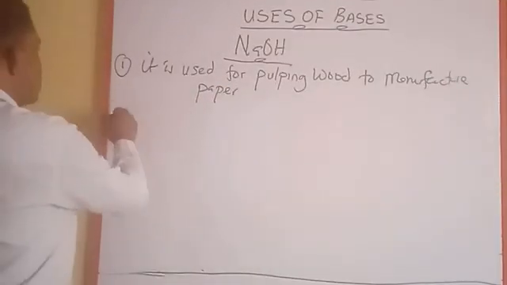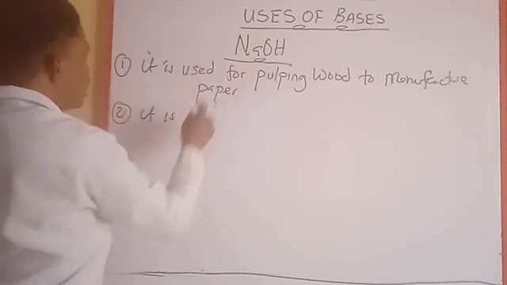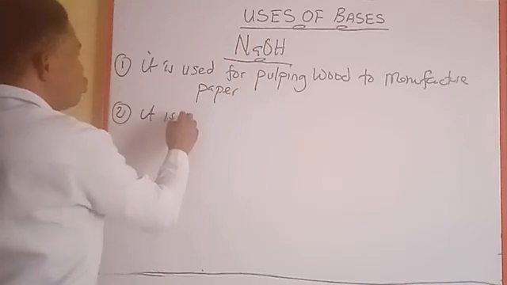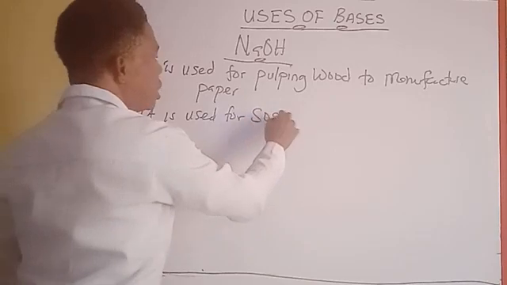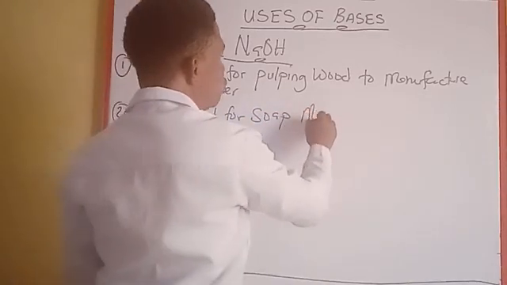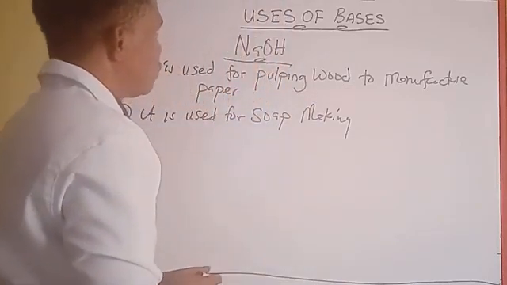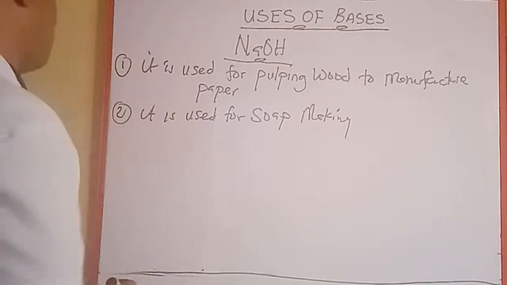Also, number 2, sodium hydroxide is used for soap making. It's used for soap making, and that process is known as saponification.